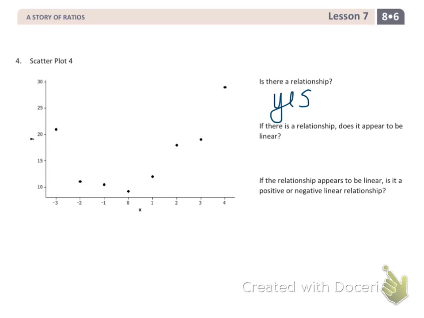No, it really doesn't, because it's dipping up on this side of 0 and up over here on the positive side of 0. Notice the x-axis here has negative numbers and positive. So does it appear to be linear? No. Okay, and since it doesn't appear to be linear, then this question is not applicable.